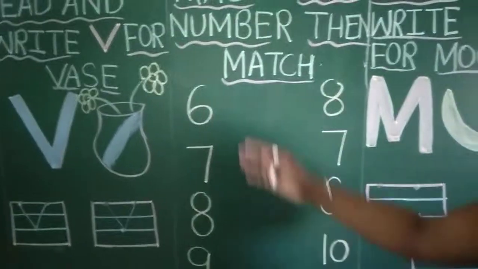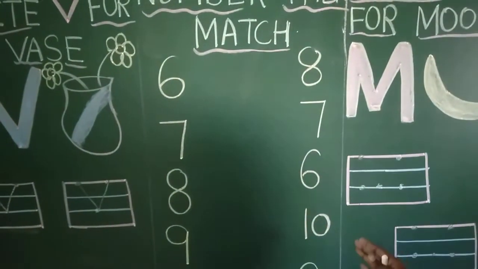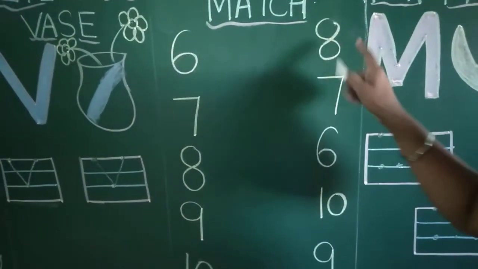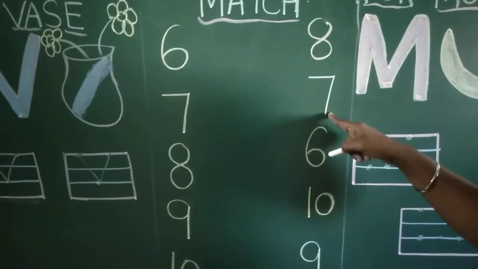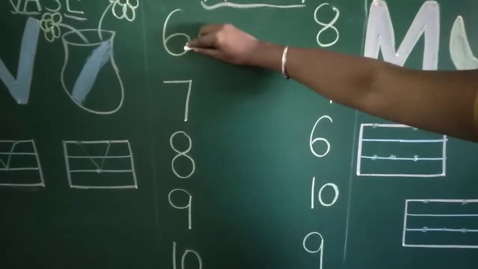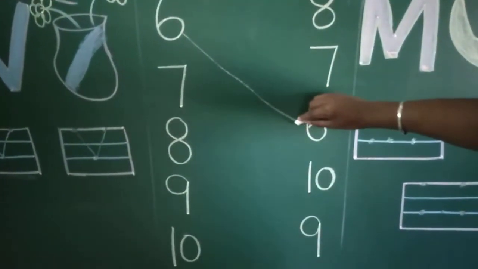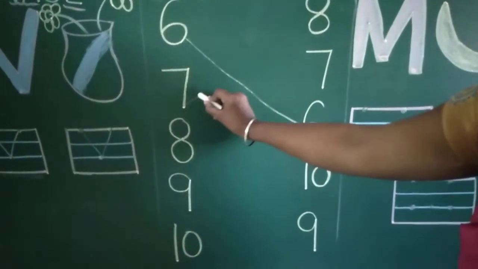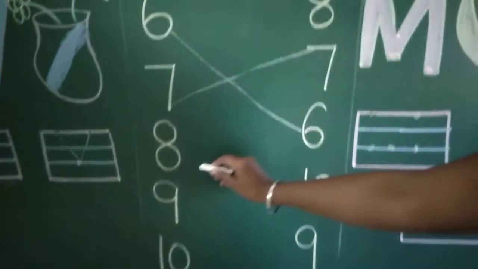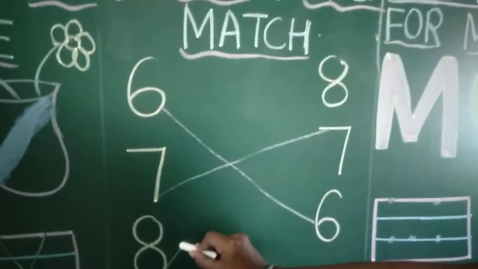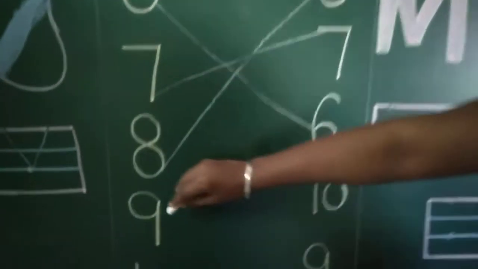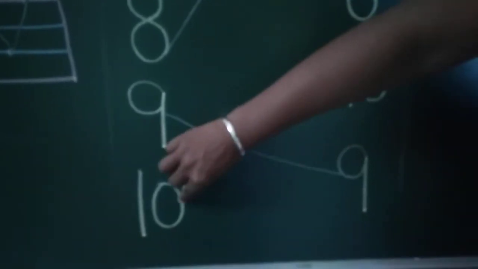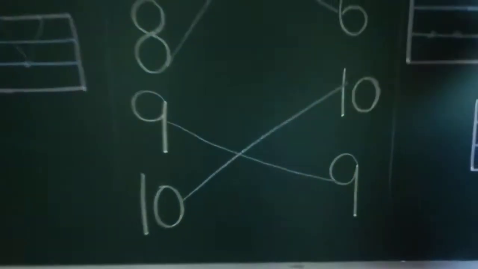Now we will see where the same number is also given here. We will search for it and match it. Which number first? 6. Is this number 6? No. Is this number 6? No. Here. So we will make a slanting line like this. In this way, we will do the next number, 7. Where is number 7? Here. In this way, next number 8. Then number 9. Number 10.